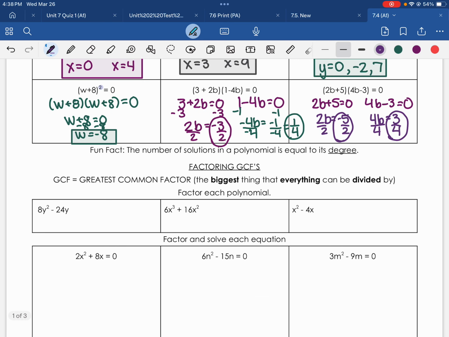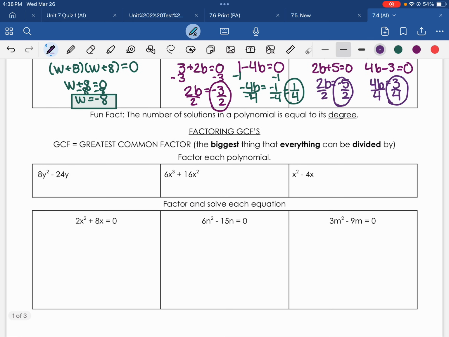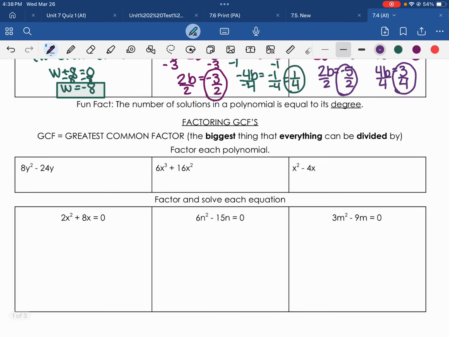All right. Fun fact, by the way, the number of solutions a polynomial has is equal to its degree. So an x cubed polynomial will have 3 answers. X squared will have 2, x to the 4th will have 4, and so on. Just a little tidbit. You'll talk more about that in Algebra 2, though.